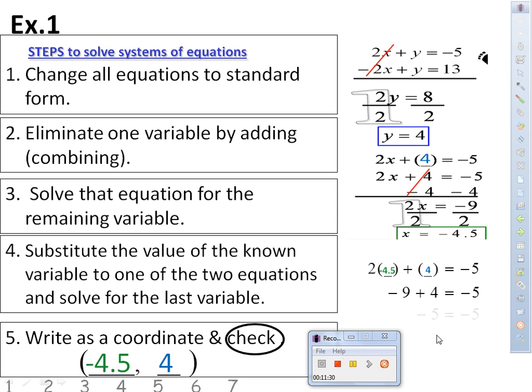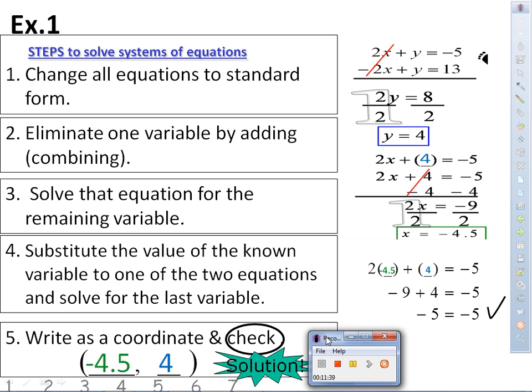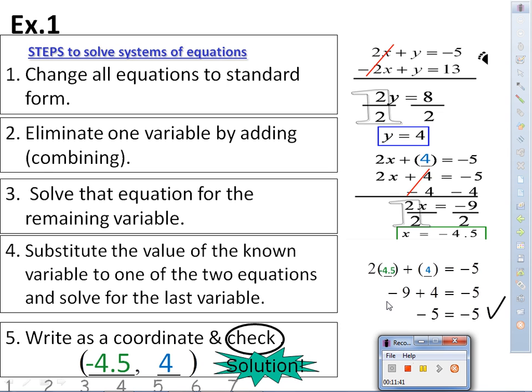So what is negative 5? Is negative 5 equal to negative 5? Yes, there it is. So if we were to check the other one, it is going to be a solution. That's why that's our solution. So far so good? Okay. And that's it. Fairly simple. Just the first two steps are the steps that are essential in order for us to do elimination.